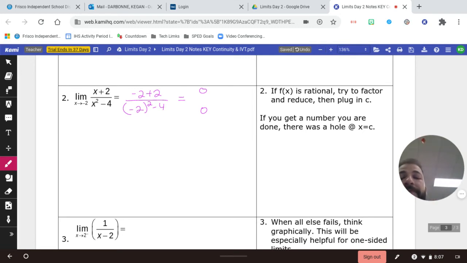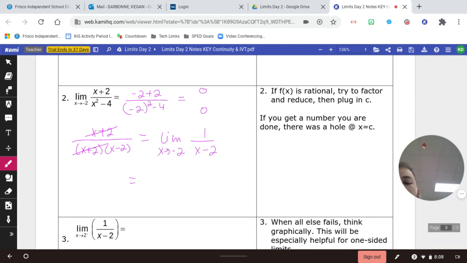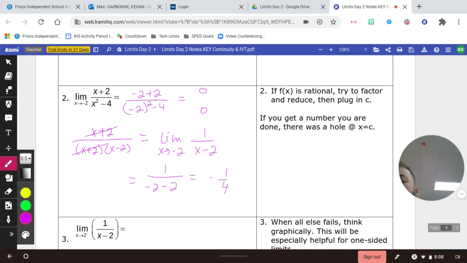So now, let's see if we can maybe factor and reduce something. So we have x plus 2. My bottom can factor into x plus 2 and x minus 2. So let's get those x plus 2's to cancel out. So now we just have the limit as x approaches negative 2 of 1 over x minus 2. So now we can plug in again, negative 2 minus 2, and we get negative 1/4.